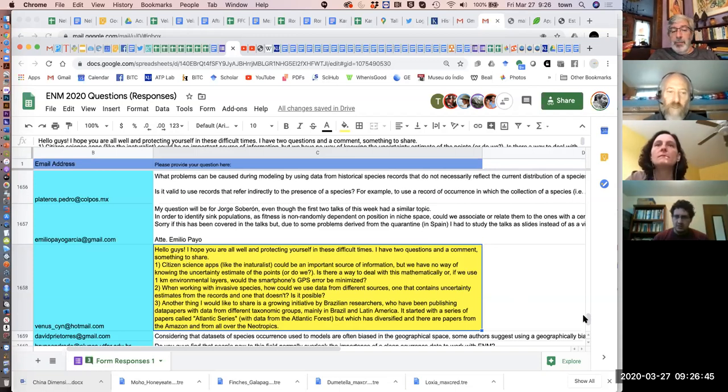I guess the second one is similar, right? That if you have data, whether it's on invasive species or not, how could you use data from different sources? One that contains uncertainty estimates from the records and one that doesn't. Is it possible? Well, others can give their opinions. I would say no. The ones without uncertainties are not usable.